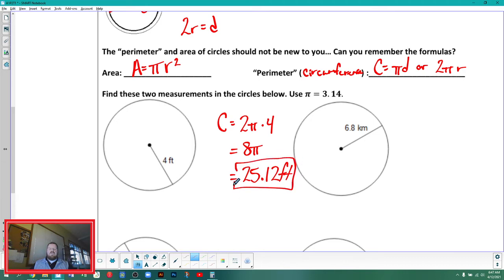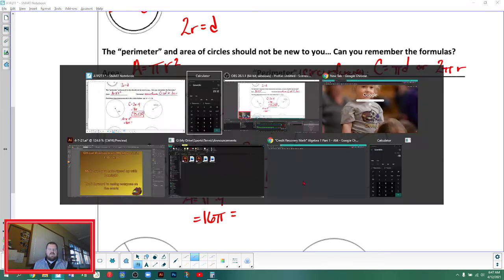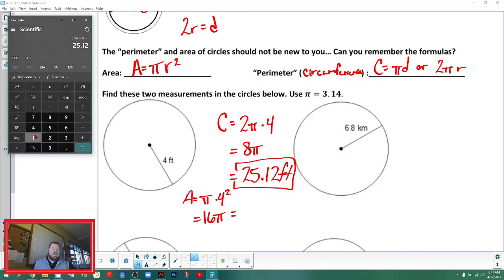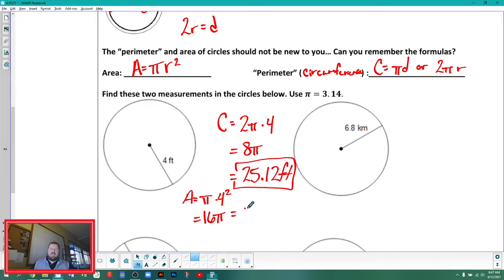So there's the circumference. For the area, we only have one formula, pi times 4 squared, which is 16 pi, which would be double its circumference. But we'll go ahead and calculate it out, and that is exactly what we get, 50.24. And that's going to be feet squared.